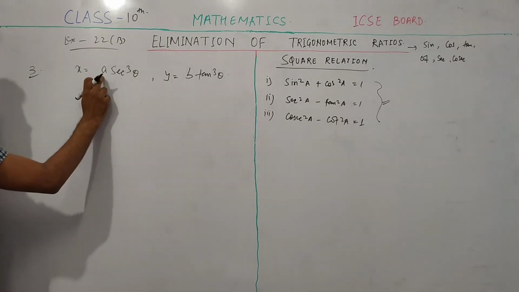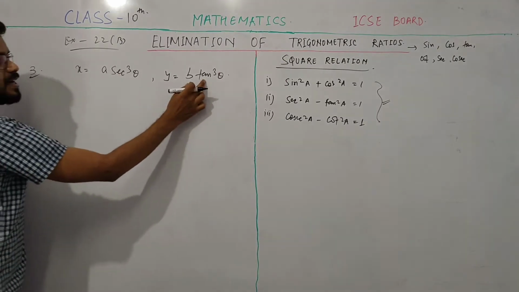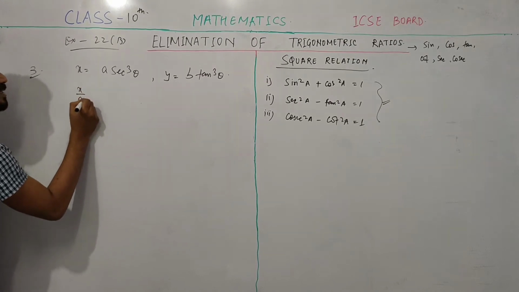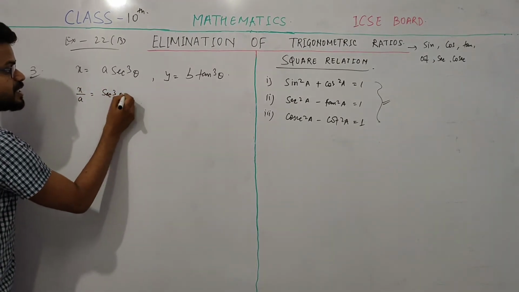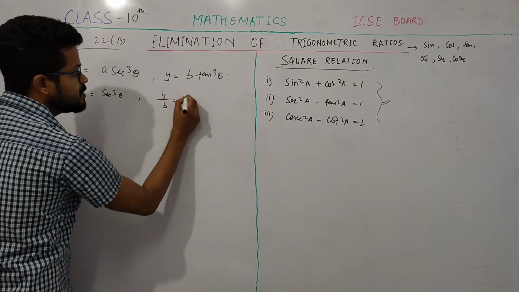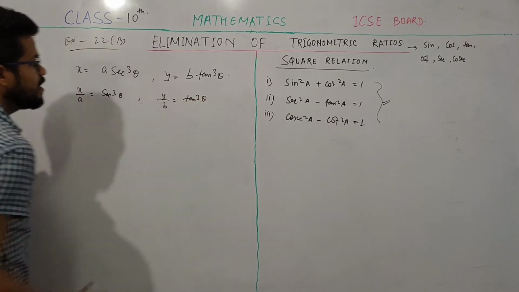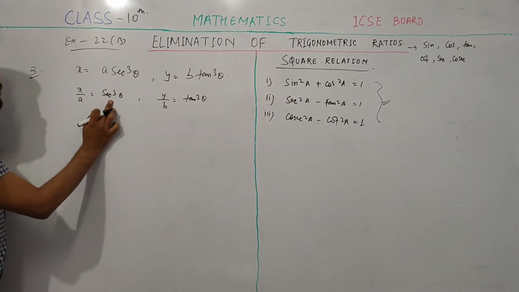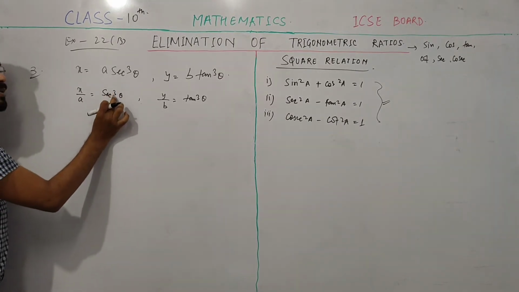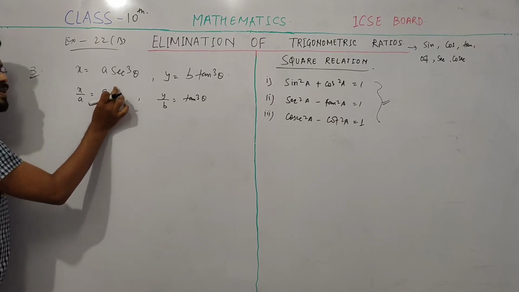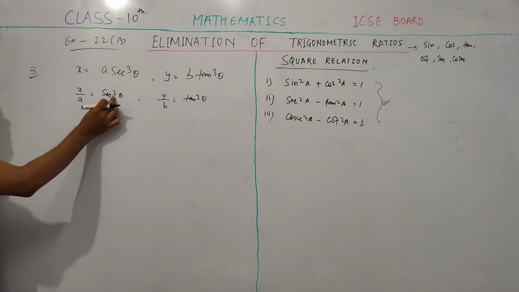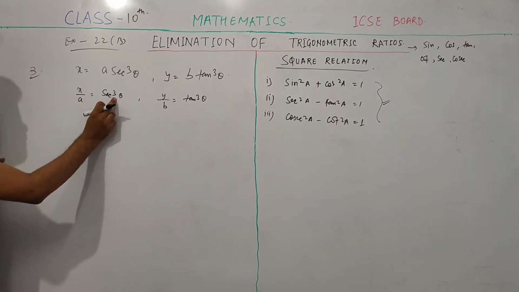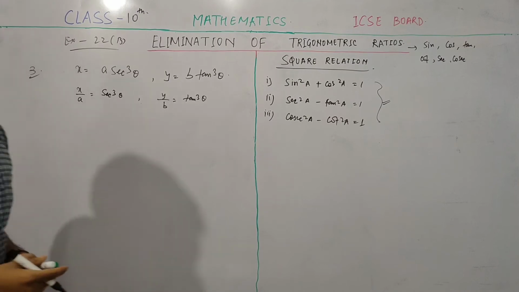Firstly, we make the coefficient of sec and the coefficient of tan equal to 1. Okay, so I write here x by a is equal to sec cube theta, and y by b is equal to tan cube theta. Now if we take a cube root, or eliminate this cube, when this cube goes to the other side, it is converted into a cube root.